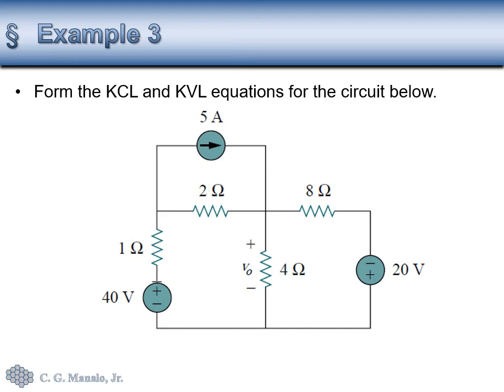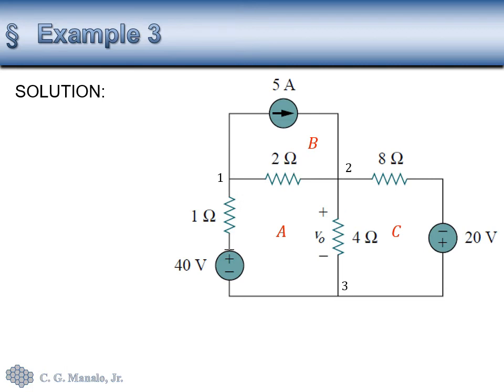Now for our last example, we have here three independent sources, two voltage sources, and one current source. So we are only asked to form the KCL and the KVL equations for this circuit. So to solve this, first let's label the small loops as A and B and C, and also the nodes bearing three or more elements. So this is loop nodes 1, 2, and 3.